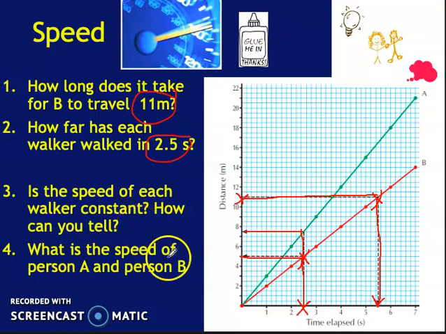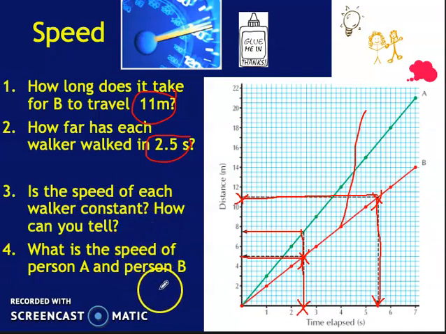Is the speed of each walker constant? How can you tell? So if it looks like it is doubling as it goes up, it's one straight diagonal line and there's no change to it, that's telling you that their speed is constant. If this line went up and it got to here and it went way up here, well, their speed has now changed at this point. So the speed is constant, and how can you tell? Because it is one diagonal line, the slope is not changing.